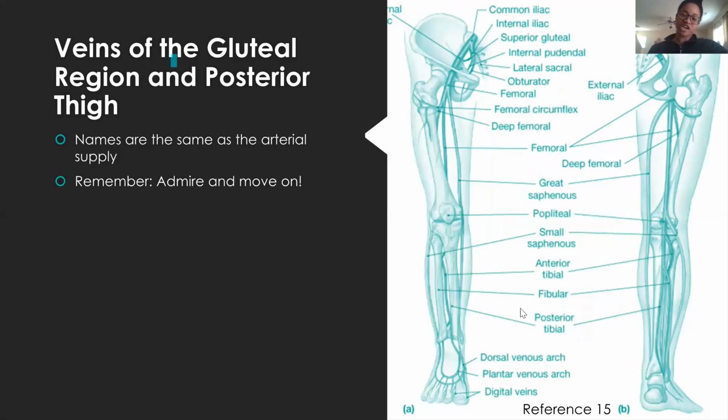So next, we're going to talk about the veins of the gluteal region and the posterior thigh. And the great thing about the veins of this region is that they all have the same exact name as the arterial supply. So if you know the arteries, you know your veins. So superior gluteal vein runs with superior gluteal artery, so on and so forth. I'm not going to spend a lot of time on this because remember, we just admire the veins and we move on.